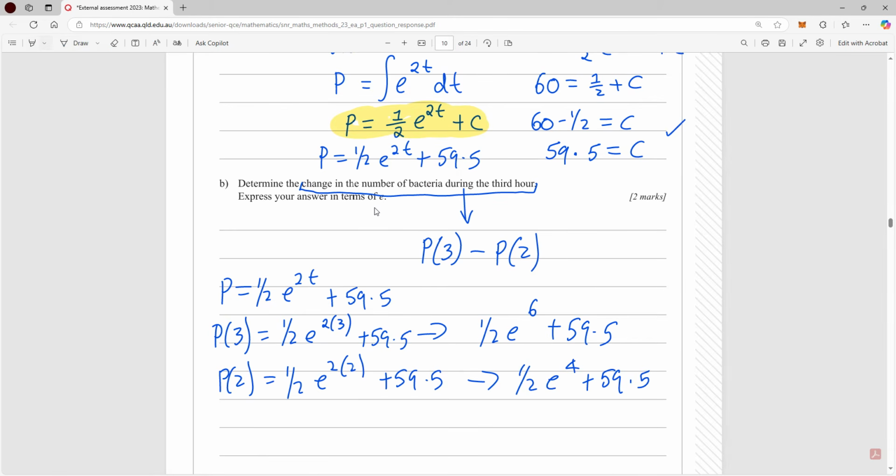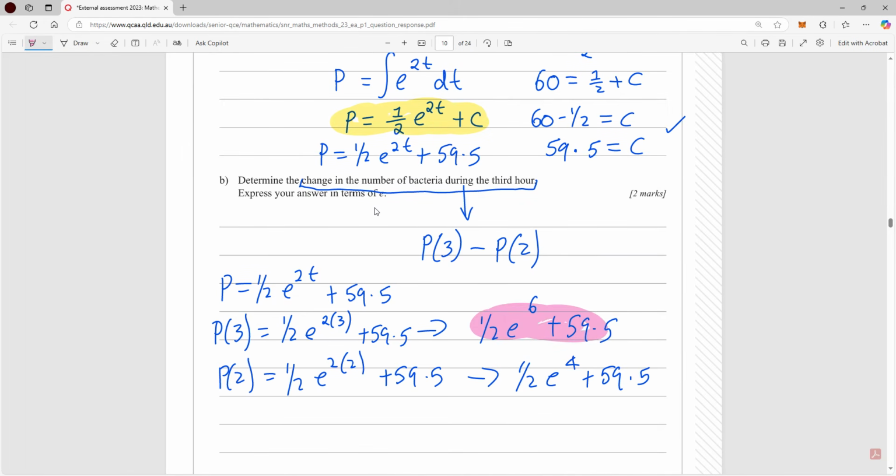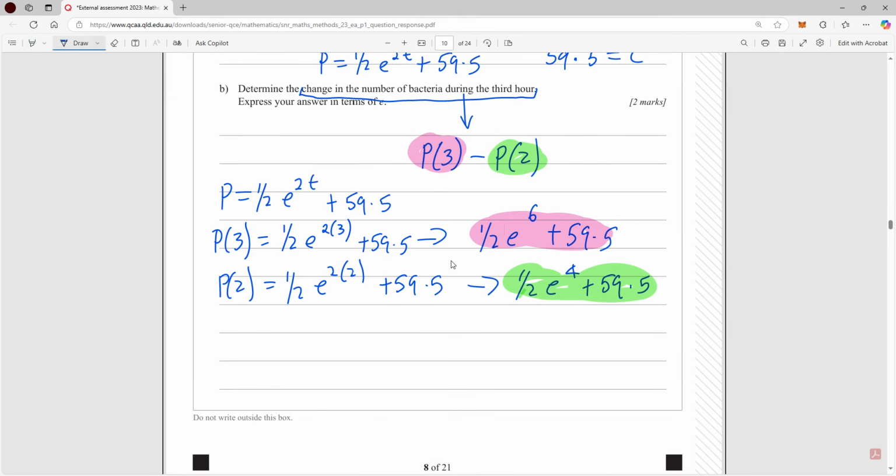Now all we have to do is substitute this into our equation here, and the same with the other one. So this would go here, and this one would go there, okay? Now all we have to do is chuck that in. So here we're going to get an expression: a half e to the 6 + 59.5 minus this entire thing, a half e to the power of 4 + 59.5.